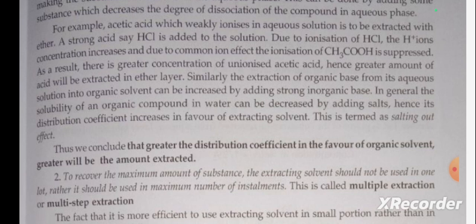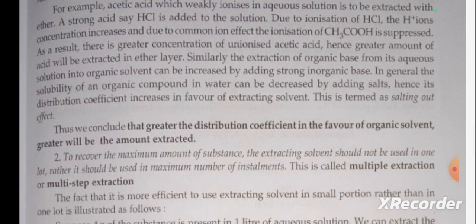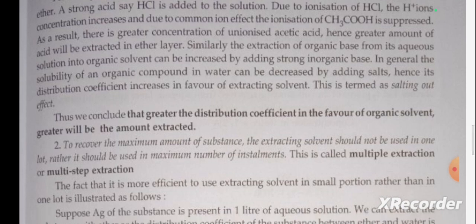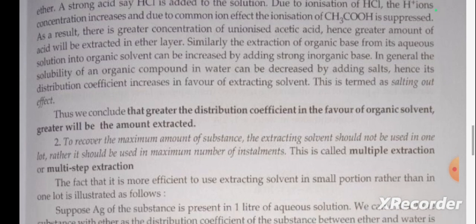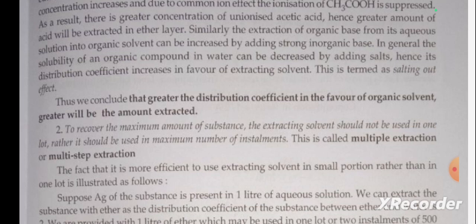For example, acetic acid, which weakly ionizes in aqueous solution, is to be extracted with ether. A strong acid, say HCl, is added to the solution. Due to the ionization of HCl, the H positive ion concentration increases, and due to the common ion effect, the ionization of CH3COOH is suppressed. As a result, there is a greater concentration of unionized acetic acid, hence a greater amount of acid will be extracted in the ether layer.